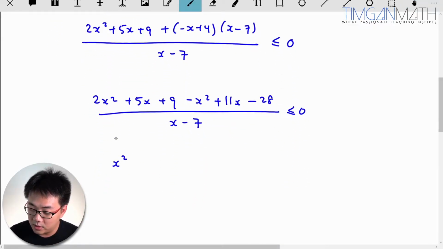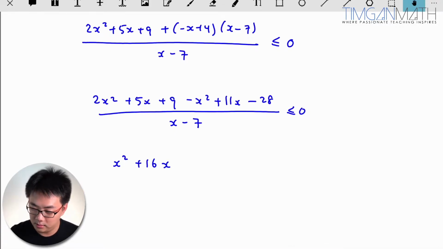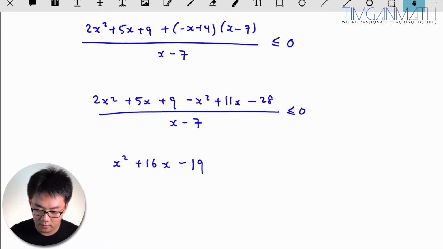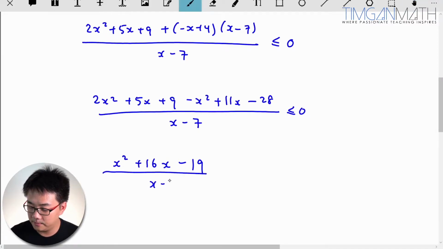Remember, we're just trying to factorize the top and bottom so that we could squeeze out all the roots. So let's look at that. x squared, minus 19, 5 plus 11 is 16. Great. There you go.